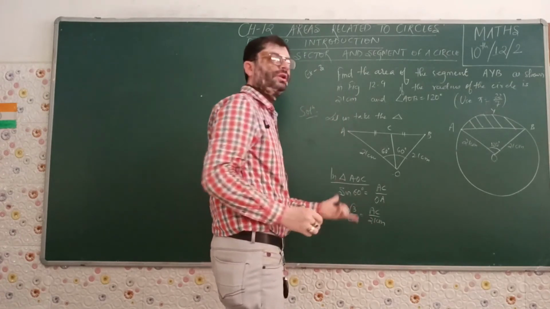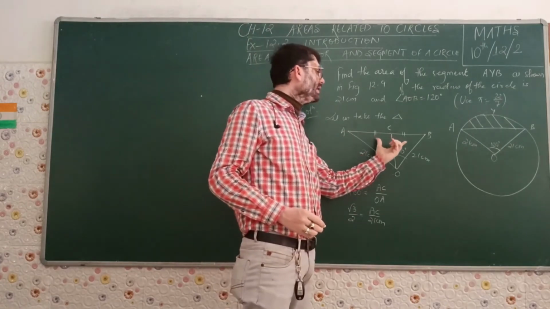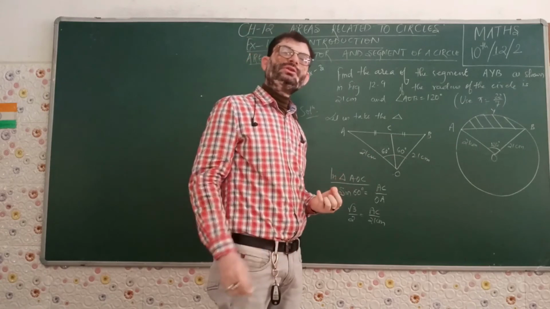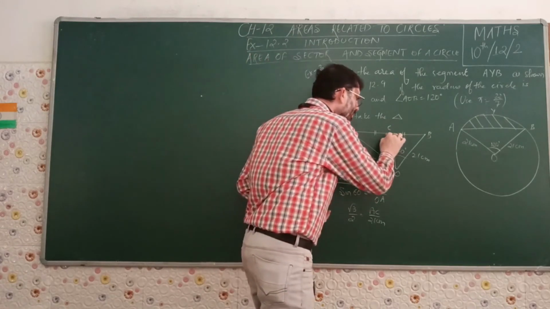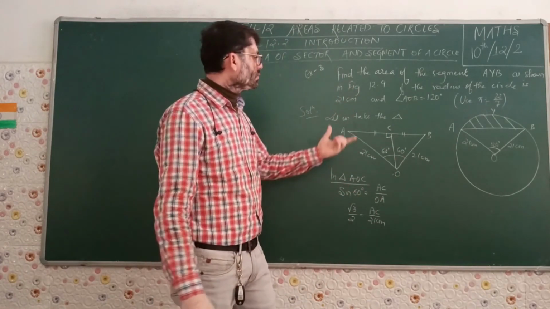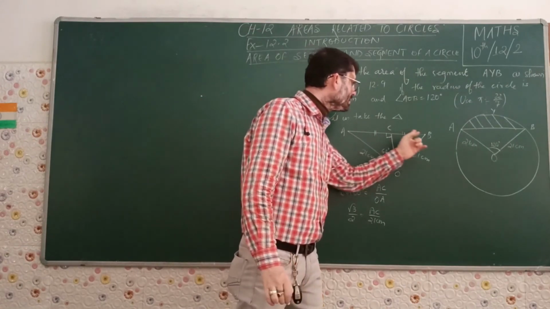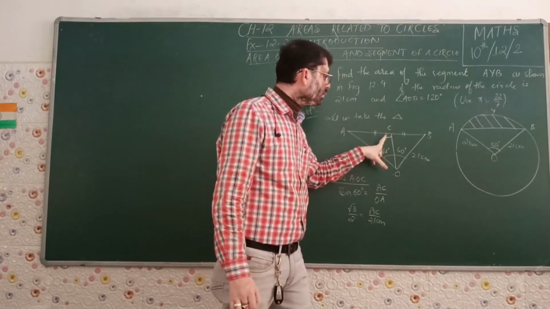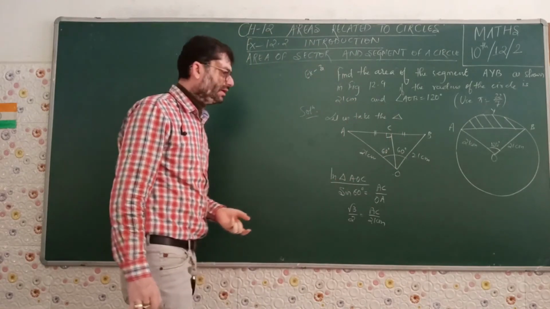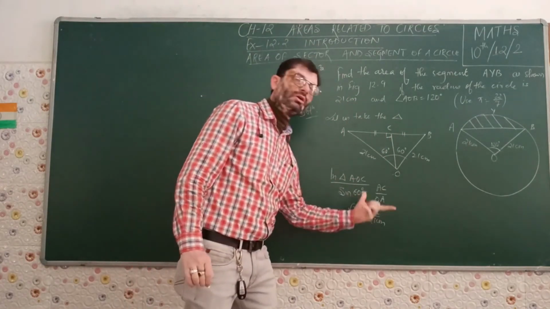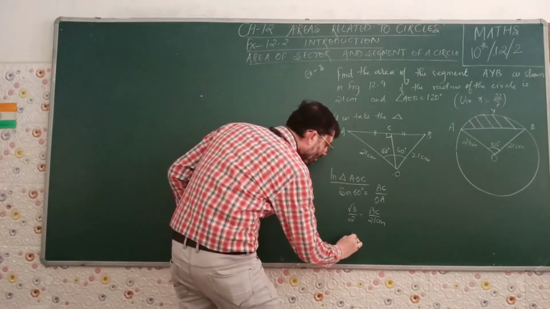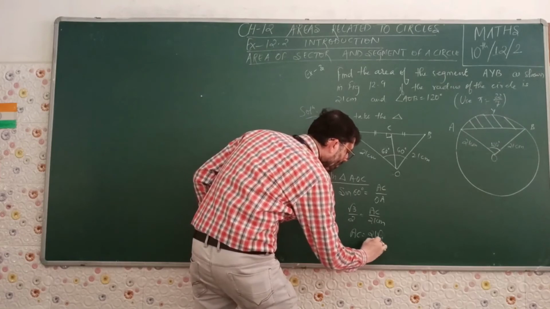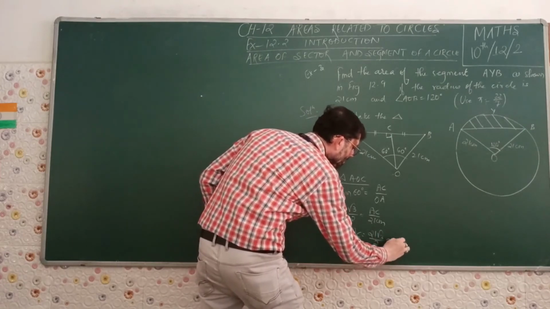Why are we looking for AC? Because in order to find the area of this triangle, we have to use the basic formula half into base into height, and this is the perpendicular that was drawn. So for this triangle, the base is AB and the height is OC. As soon as we get AB and OC, we can get the area of the triangle. That is why we are looking for AC. So AC is equal to 21 root 3 by 2 centimeters.